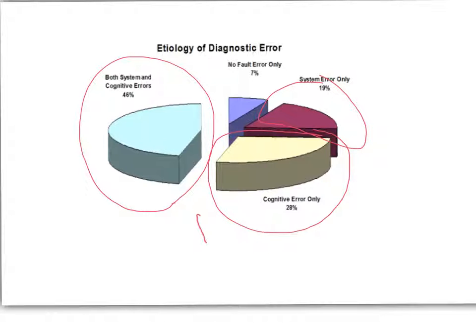A no-fault error occurs about 7% of the time, so it wasn't because you were having a cognitive error and it wasn't a system error, it just happened for some reason that we're not sure of. And I'll point this out to you because if we can understand how the errors occur and in what ways, we can prevent them and have better outcomes.